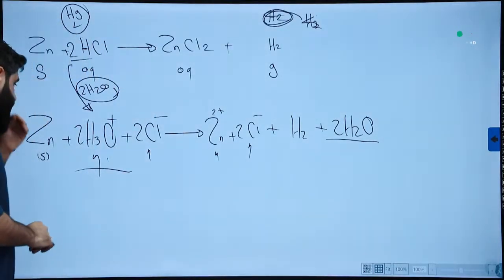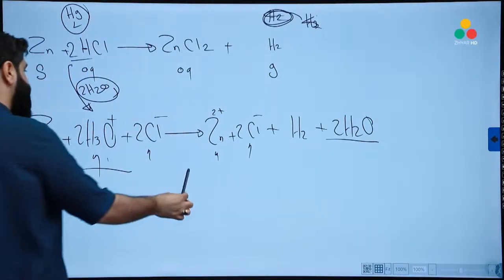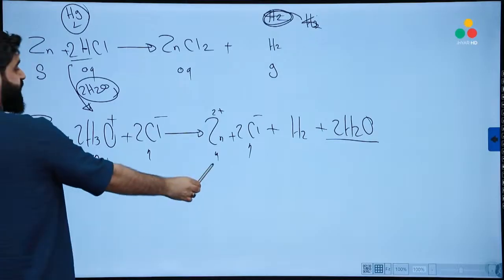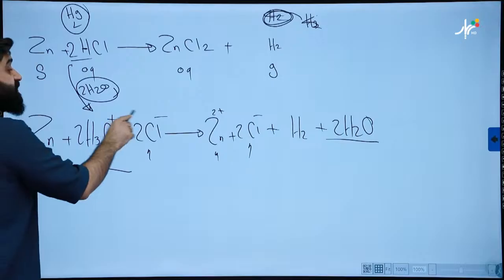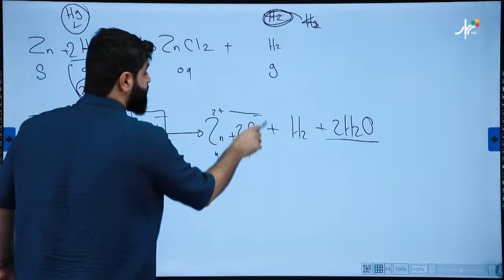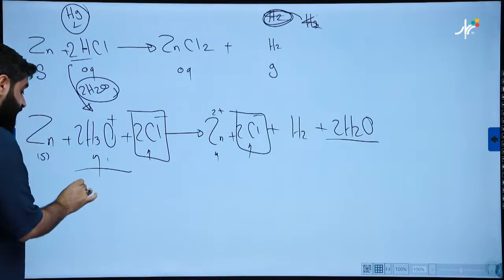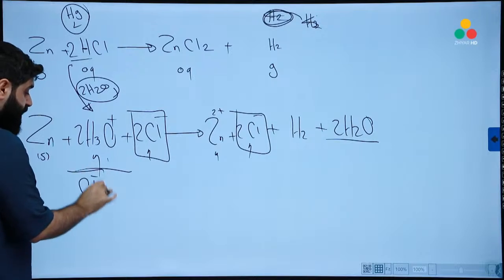Good. How about the spectator? Zn is solid, this is AQ, not the spectator. Hydronium? No, never. Cl? Yes, Cl is the spectator. So in this case, we have only one spectator ion, which is Cl.